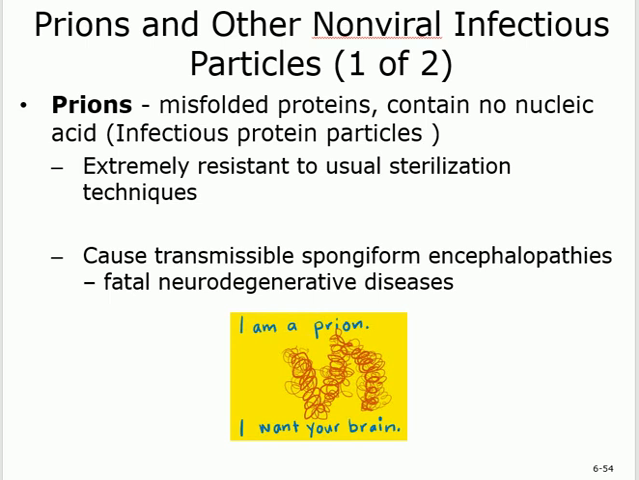Is the prion a virus? It's not even a virus. What is it? A defective infectious protein. Misfolded protein. Just a protein, no genetic material? Yes, just a protein.